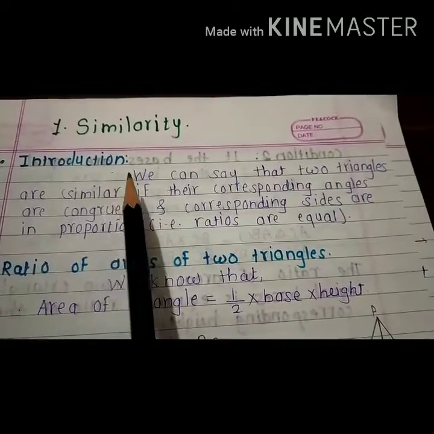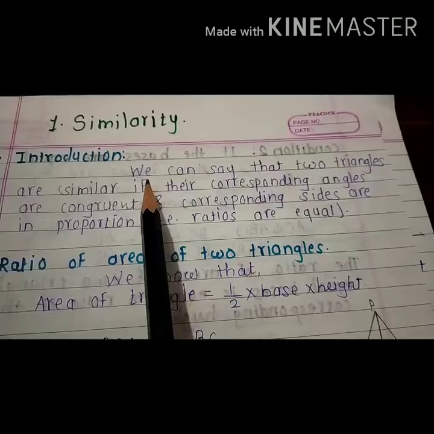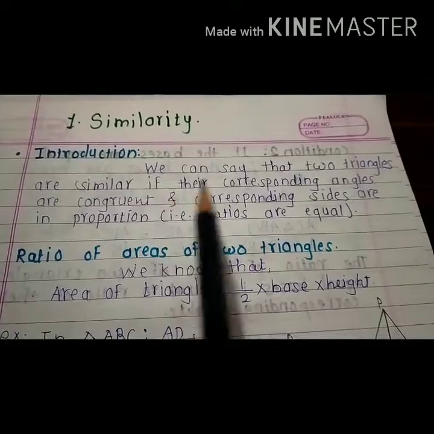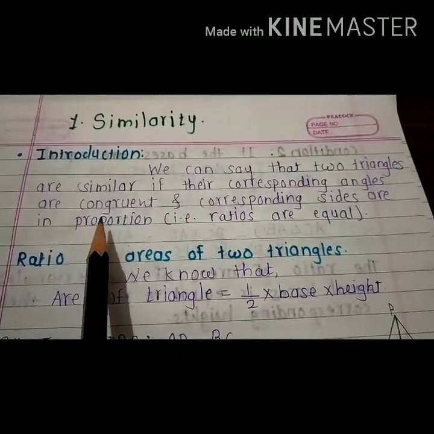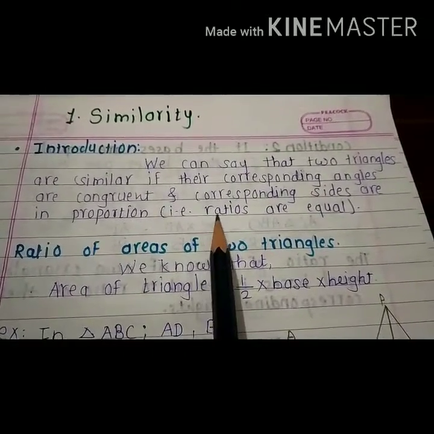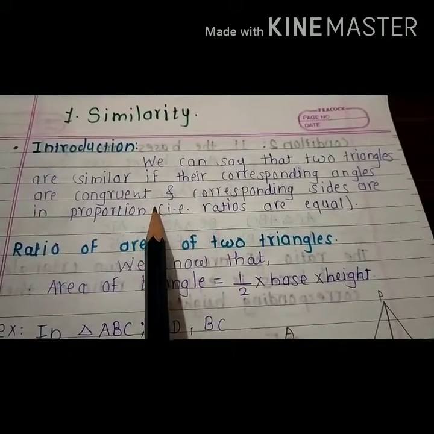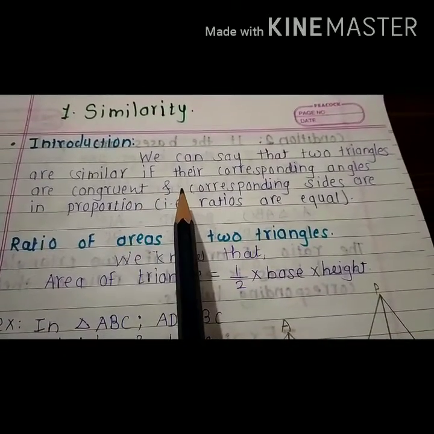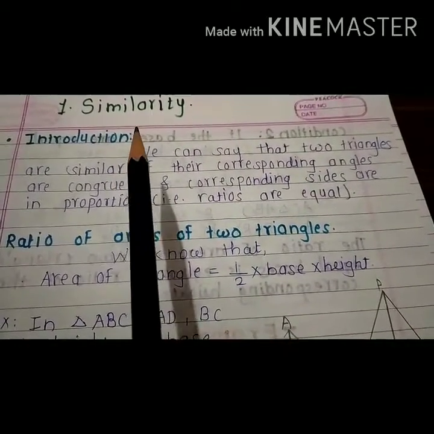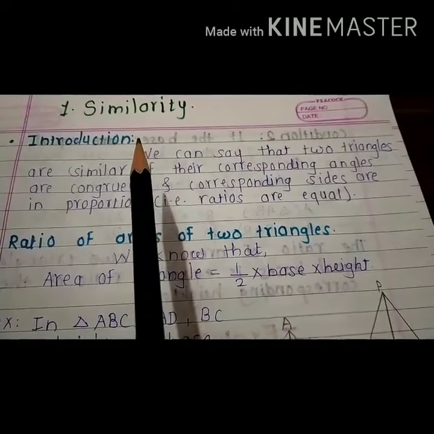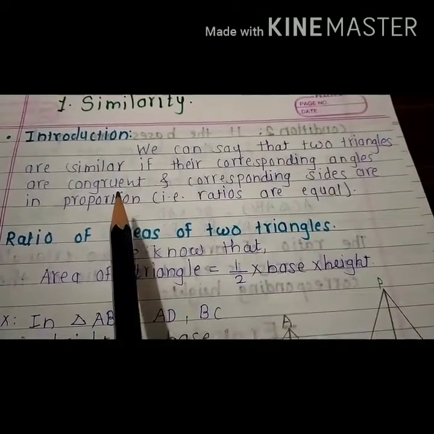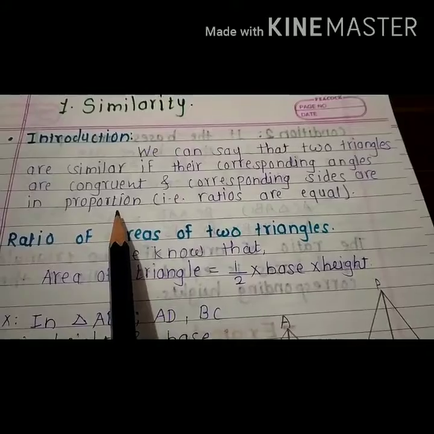When can we say that two triangles are similar to each other? Two triangles are similar if their corresponding angles are congruent and corresponding sides are in proportion. In proportion means the ratios are equal. Okay, there is a difference between congruence of triangles and similarity of triangles. Here, similarity of triangles: two triangles are similar if their corresponding angles are congruent and corresponding sides are in proportion.